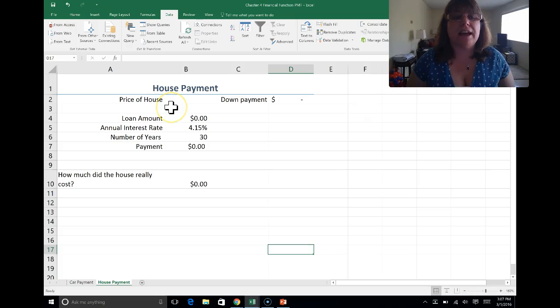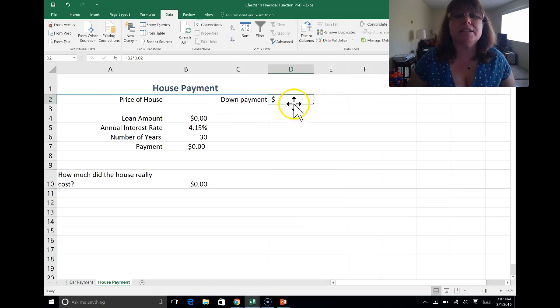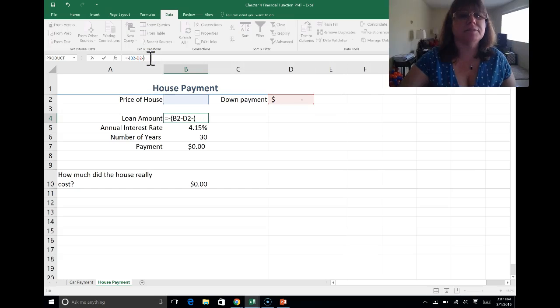Now here's what I have. I've left the house price blank. I don't know how much of a house I can afford. The down payment is based on the price of the house, whatever Excel figures out, but it's 20%. So it's going to be the house price times 20%. 0.2 is 20%. And then my loan amount is going to be the house price minus the down payment. I've made it negative so it shows up red that it's debt. You don't have to do that, but it's kind of nice to see it as debt.